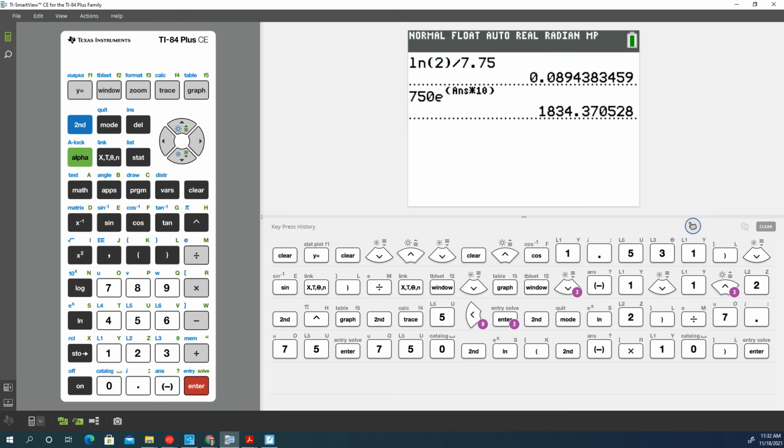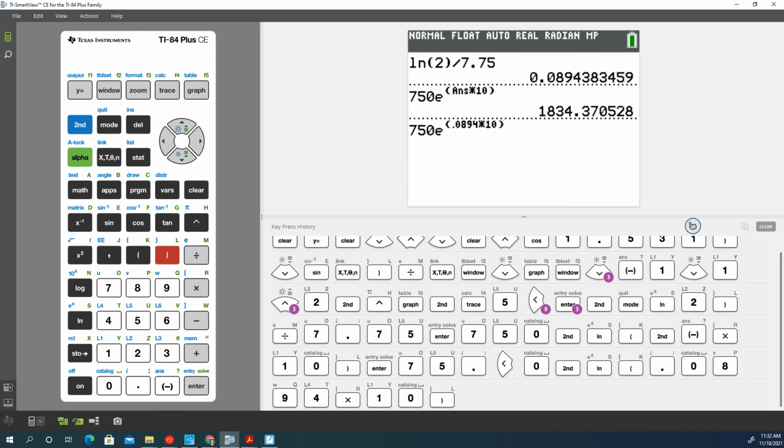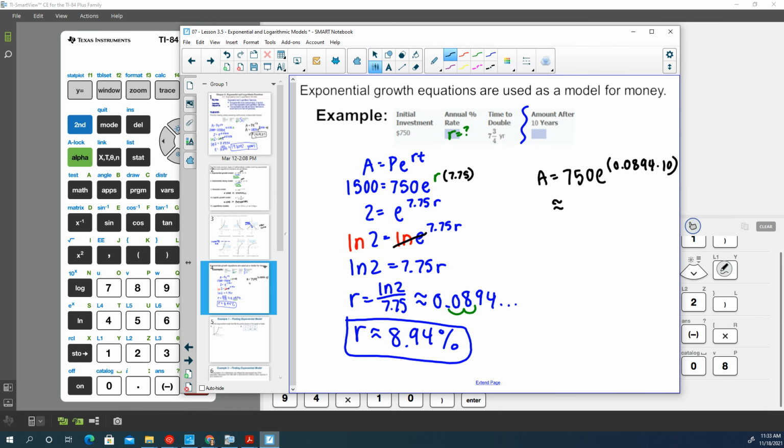Now, if you just use the rounded answer, let's see how close we get. It's probably close, but let's say we just did 0.0894. Okay, it's about $1 off. So be as exact as you can. Does that make sense? So use that second answer tool in your calculator, and that'll just feed down that decimal. All right, so $1,834.37.